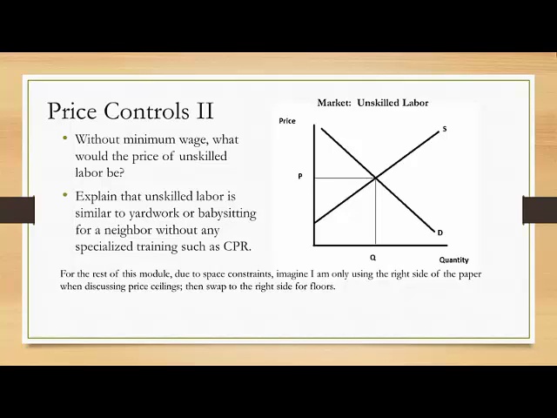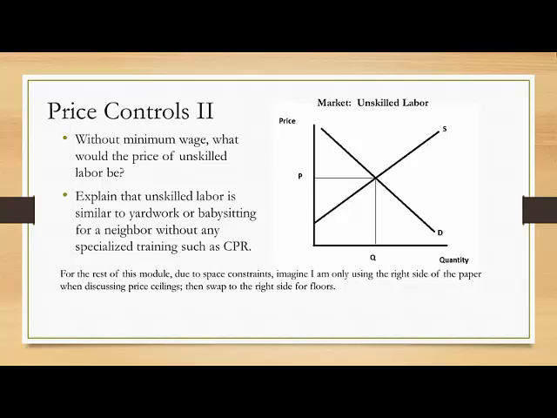Draw this graph about the same size as your price ceiling one, which is still on the left side of your whiteboard. Again, leave room to write below the graph and ask students to now take notes on the right-hand side of their hamburger paper. Ask students what would the equilibrium wage be for unskilled labor if we did not have a minimum wage.